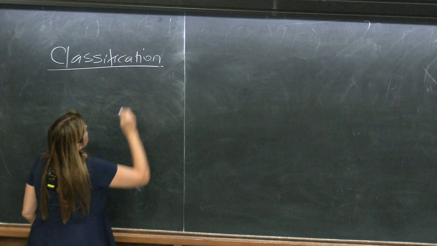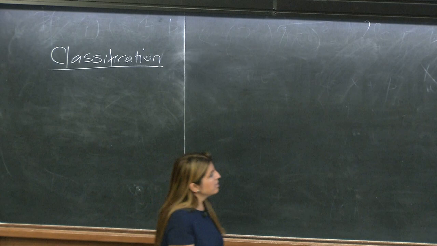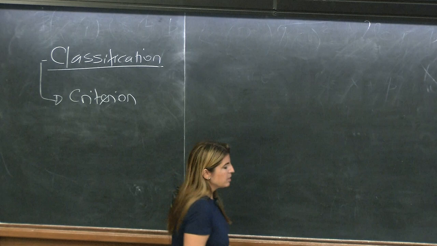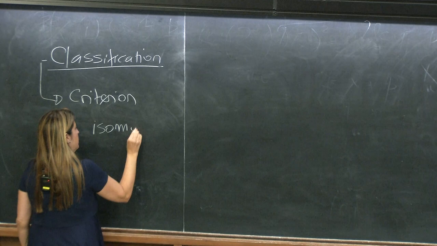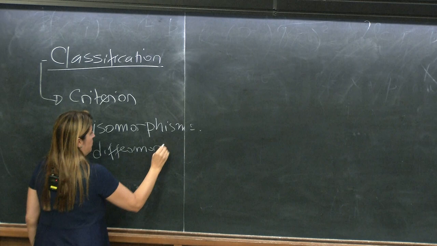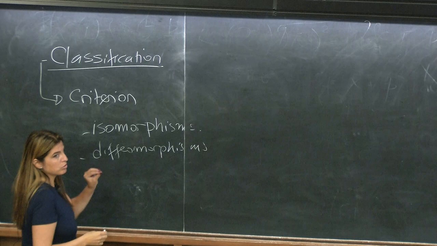In general, we classify things, and we aim at classifying things. And in order to classify things, we need a criterion. So in math, you will know, in algebra, for instance, you have isomorphisms. And if you have a differentiable structure, you have diffeomorphisms. So the criterion focuses on what is important for us.